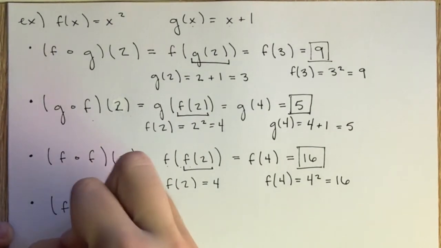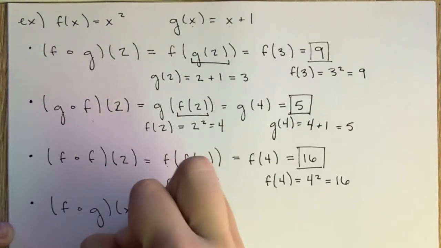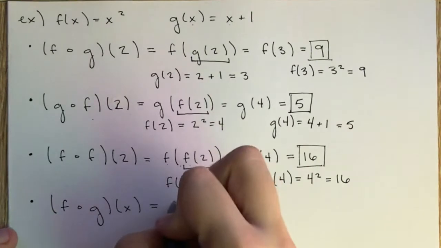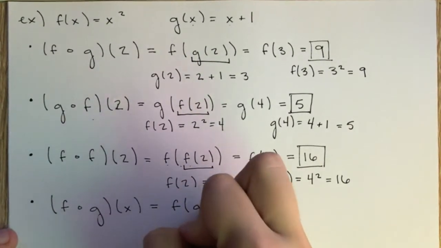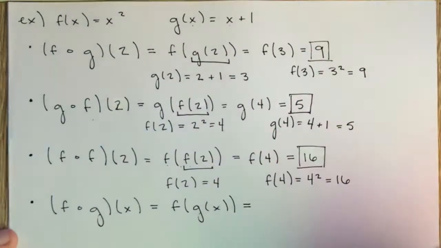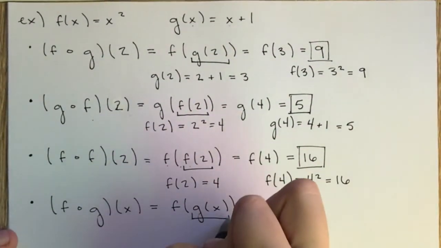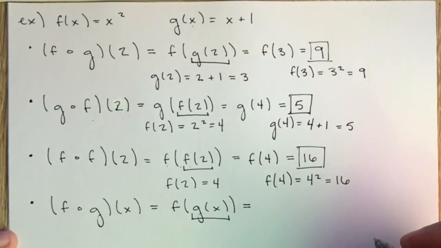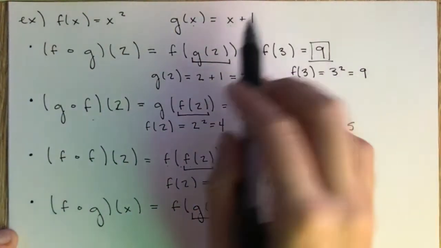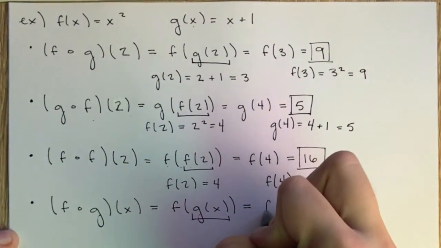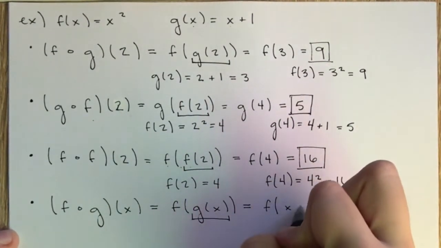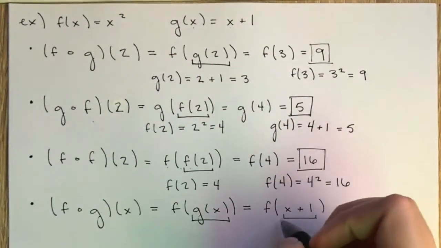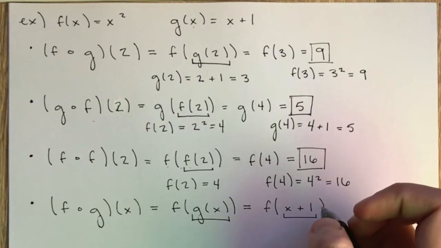Now, on to the big leagues. Let's say we're asked for f of g of x. Well, our definition says that this is just f of g of x. We again want to replace things with more useful things. What do we know about g of x? Well, g of x is equal to x plus 1. So we can replace g of x with x plus 1. These are equivalent. I'm putting this little underline on both of them because they're the same.